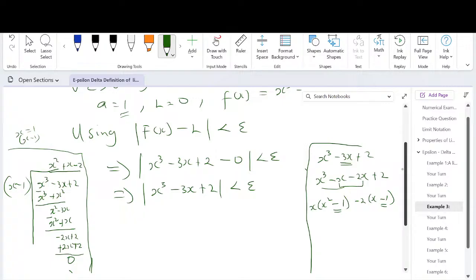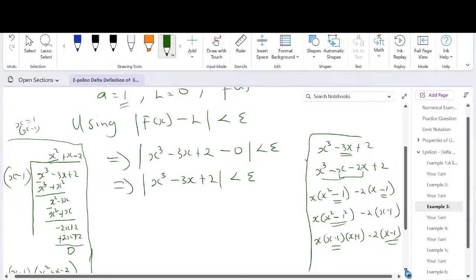This one is the same as a difference of two squares. So I can write it as x into x squared minus 1 minus 2 into x minus 1. I can now write this one as a difference of two squares, so I can express it together. So it will be x into x minus 1 into x plus 1, then minus 2 into x minus 1. Now I have x minus 1 here and x minus 1 here.